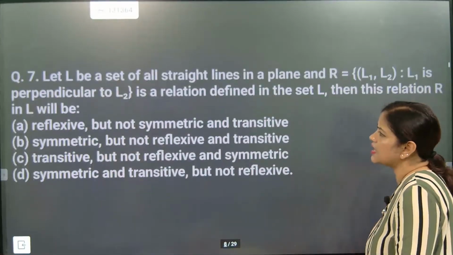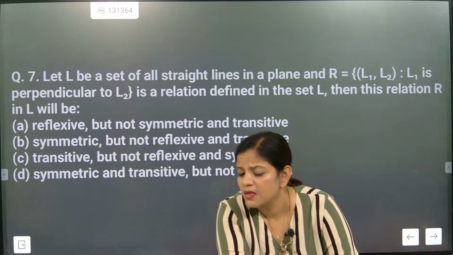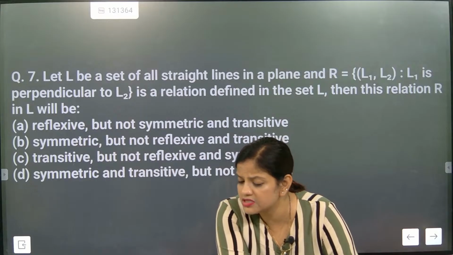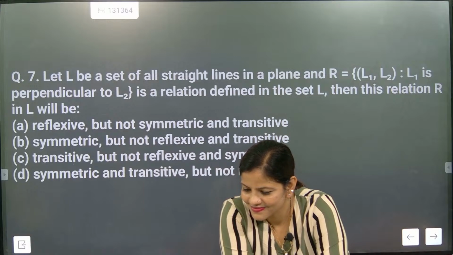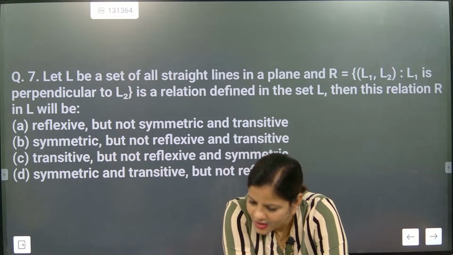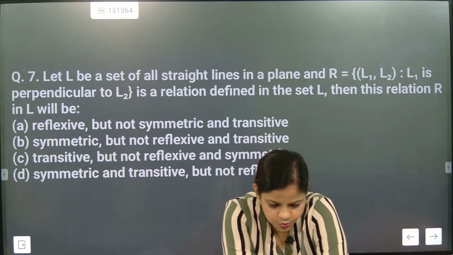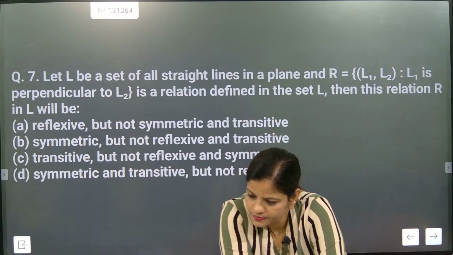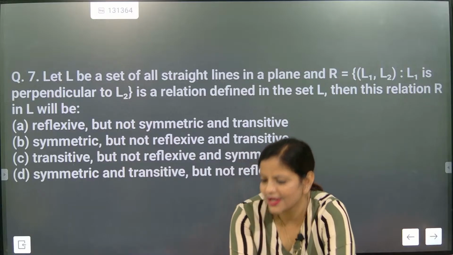And your time starts now. Come on. This question I have discussed many times in the group, many times at the time of revision of the relation chapter. Children, don't waste time in this. Just do it as fast as possible. Come on, you can do it. Question number 7, and your time starts now. I don't think you should be wasting this much time.